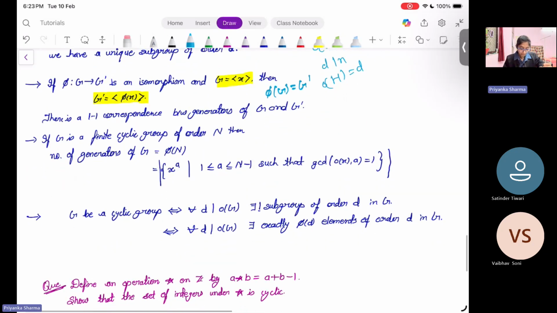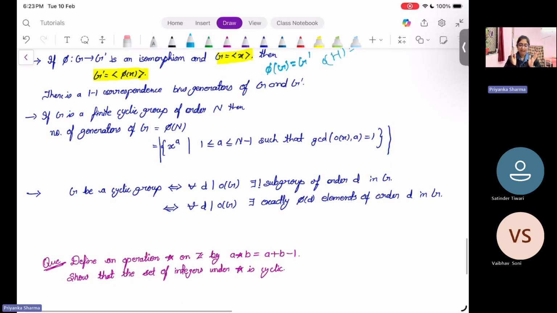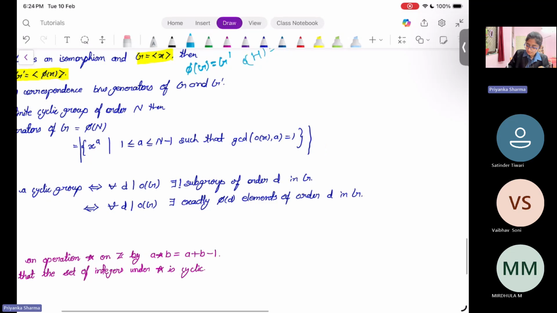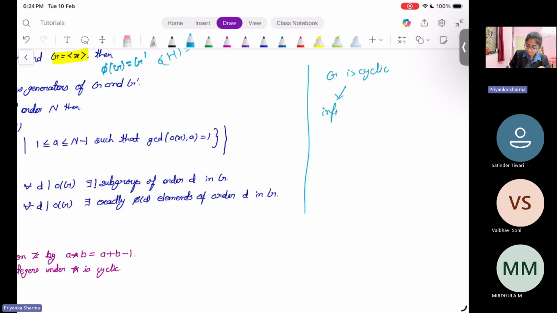Now, one more thing. If we have a cyclic group, then obviously it will be generated by some elements. So how many generators will be there? My question is, what is the number of generators in a cyclic group? If G is cyclic, then G can be either infinite or G will be finite. So in both cases, what will be the number of generators?